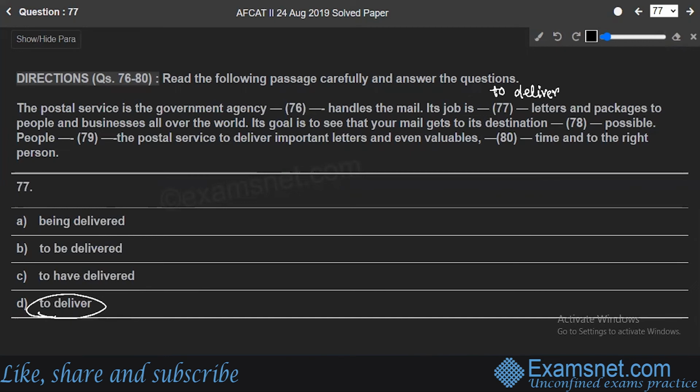Its job is to deliver letters and packages to the people and businesses all over the world, right? So this is the correct option, option D. Let's move next, question number 78.